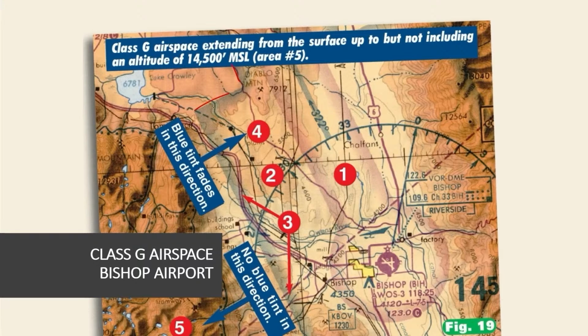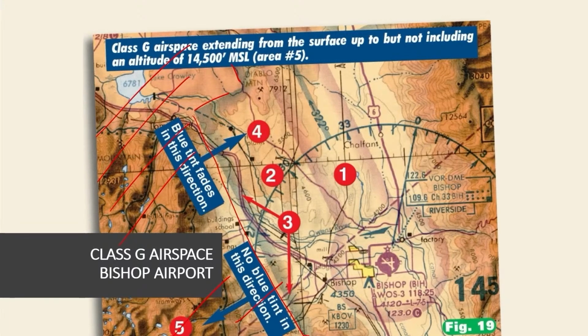So this right here, that little blue shade, everything to the left of that hard line is effectively telling us that Class Golf starts at the surface and it goes up to 14,500 feet. Okay, up to 14,500 feet.